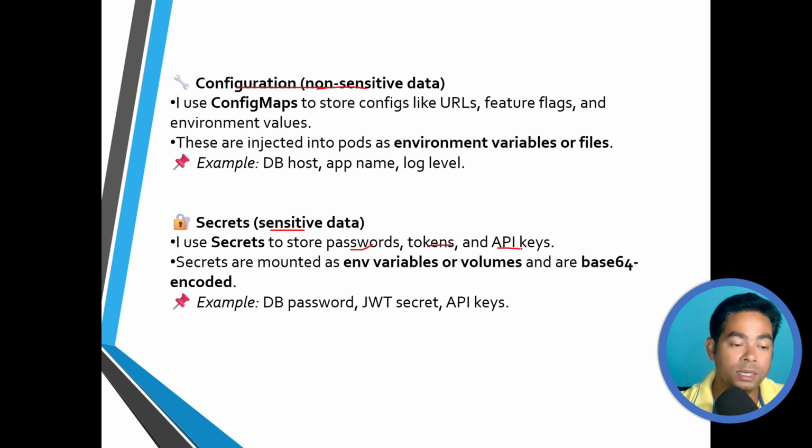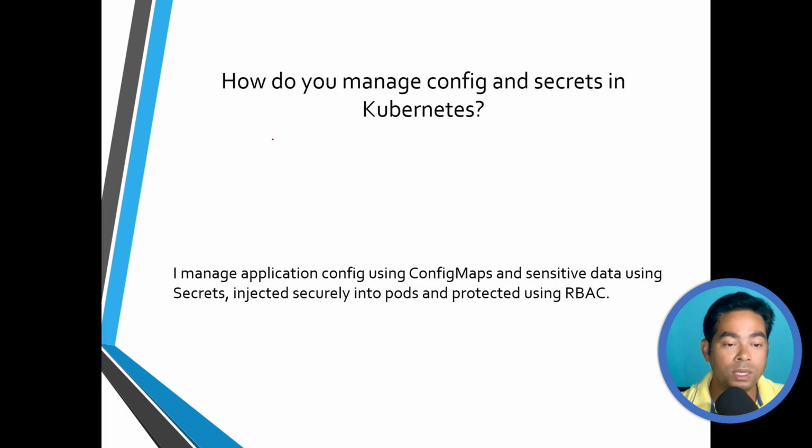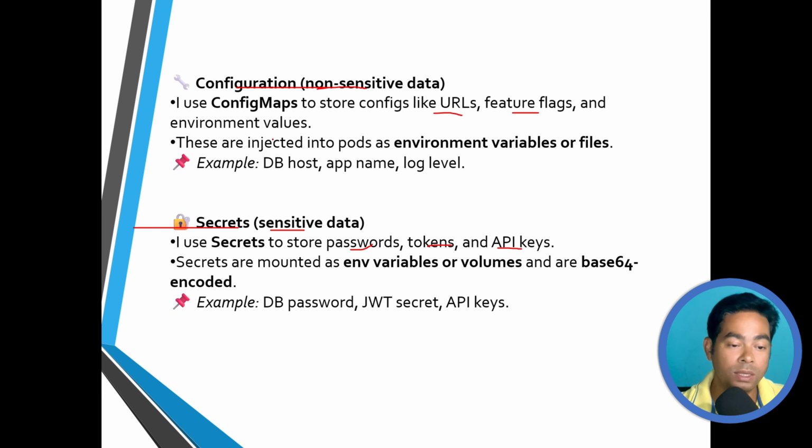To store all this sensitive data, we use Secrets. Non-sensitive data like URLs, feature flags, environment values, all these things go in the ConfigMap. So Kubernetes uses sensitive and non-sensitive data in these ways. The question was how it manages them, so you can say it is managed using Secrets and ConfigMap.